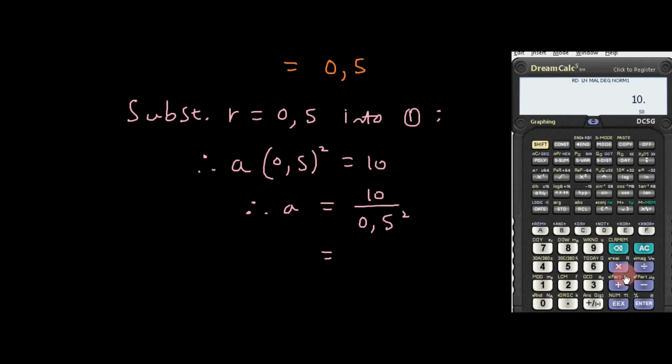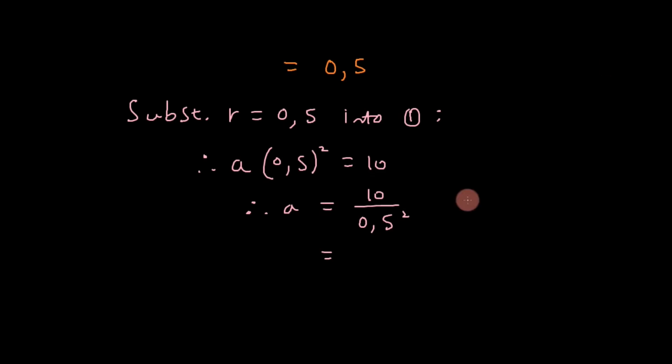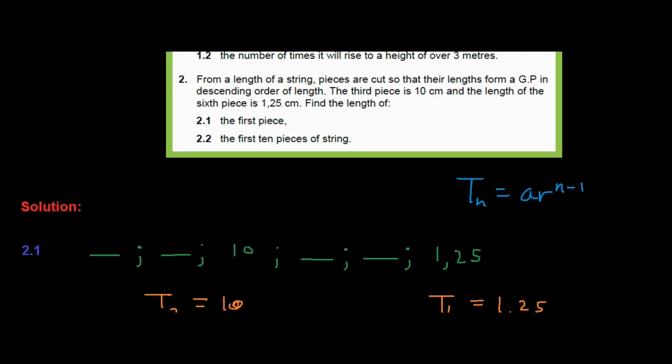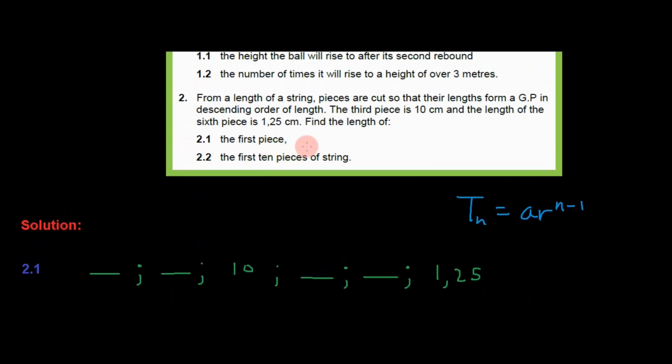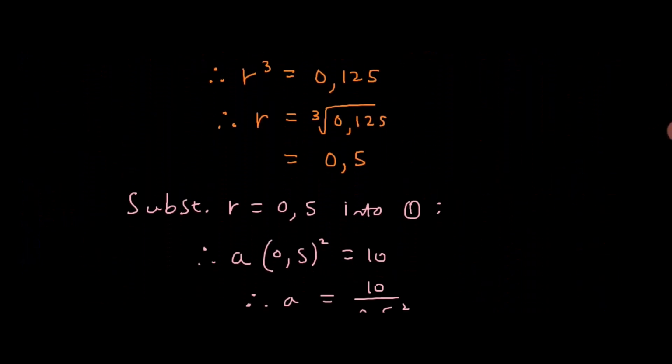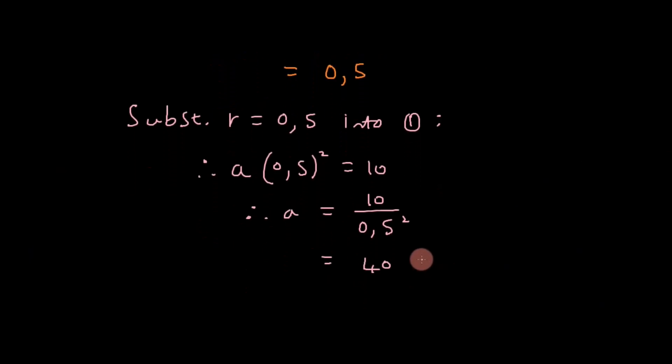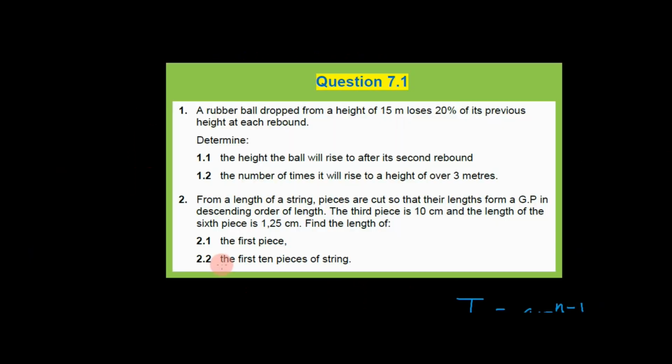So 10 divided by 0.5 squared, and this comes to 40. So the length of the first piece of string will be 40 centimeters. Then in 2.2 it says, find the length of the first 10 pieces of string.